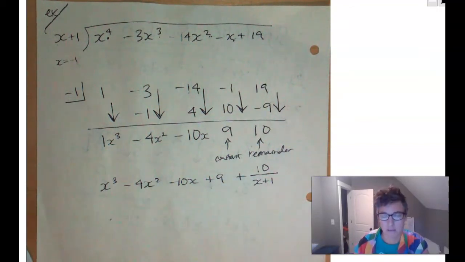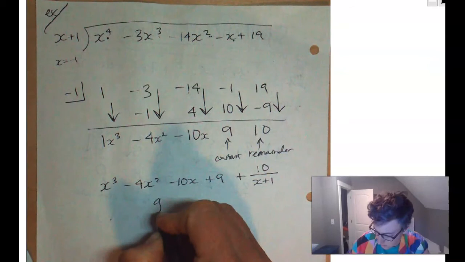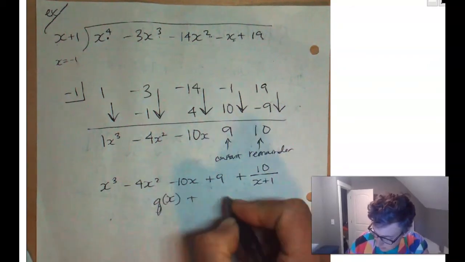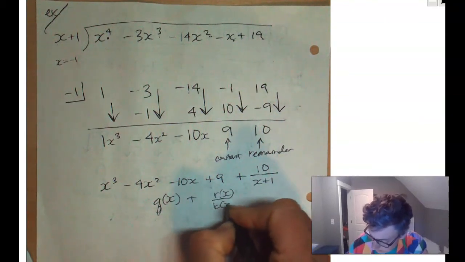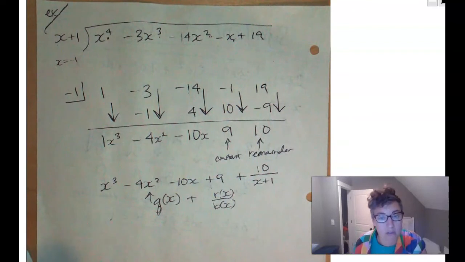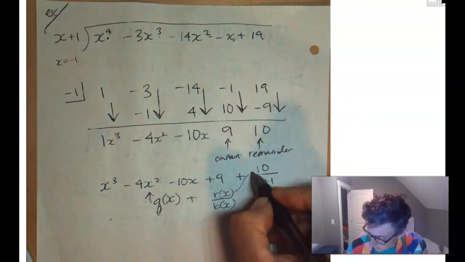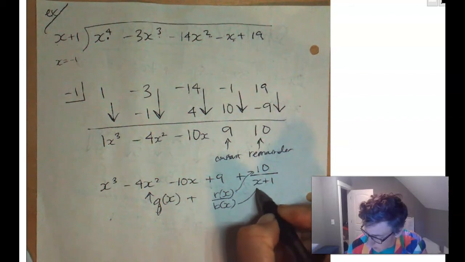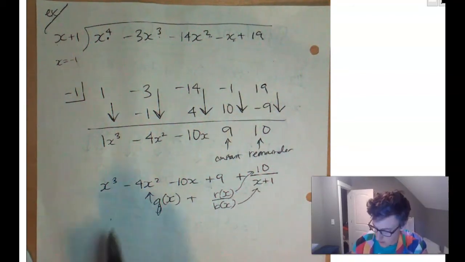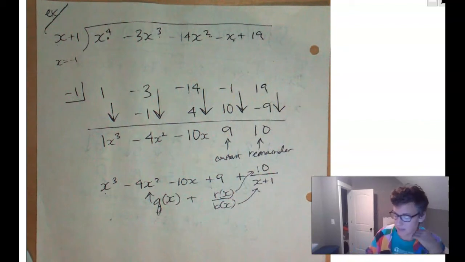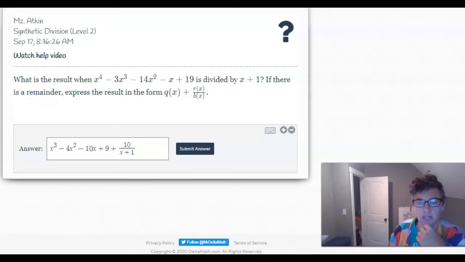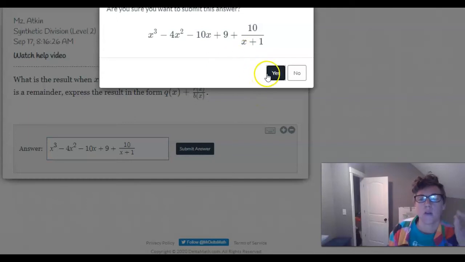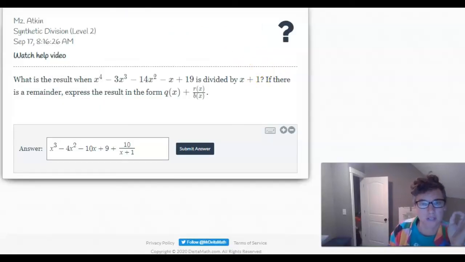It said something about q of x plus r of x over b of x. So that q of x is our quotient. That was our answer. That r of x is our remainder over our divisor. Great. x cubed minus 4x squared minus 10x plus 9 plus 10 over x plus 1. Submit it. Are you sure? I'm always sure because I check my work like a bunch.